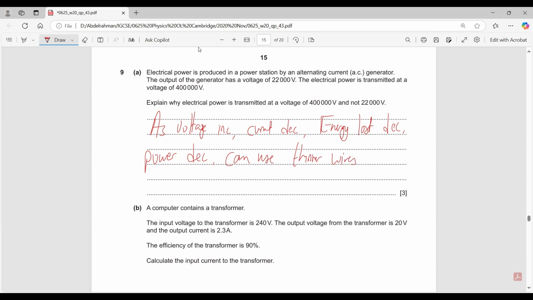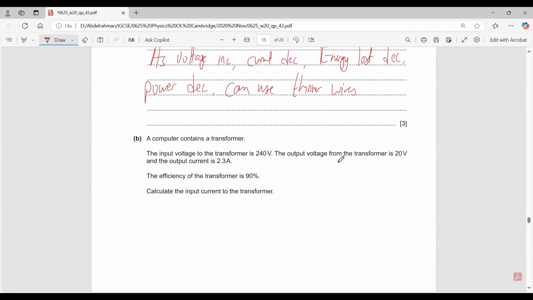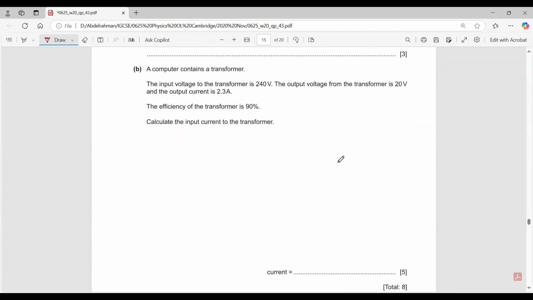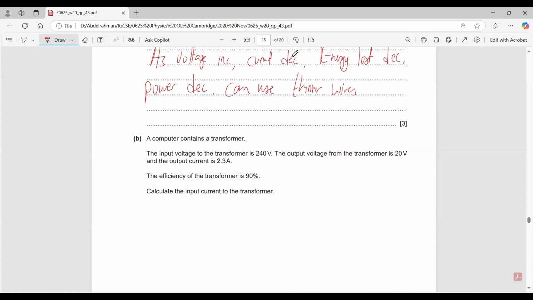Thinner wires. A computer containing a transformer. You have a transformer inside the computer. Input voltage is 240. The output voltage is 20. The output current is 2.3 amperes. The efficiency of the transformer is 90%, which is 0.9. Calculate the input current to the transformer.